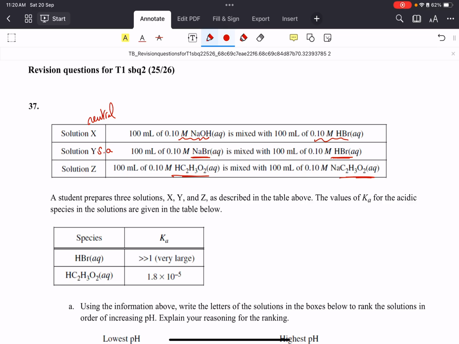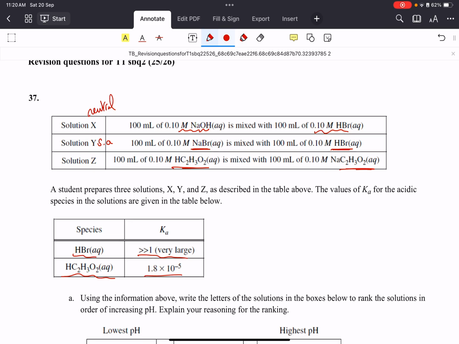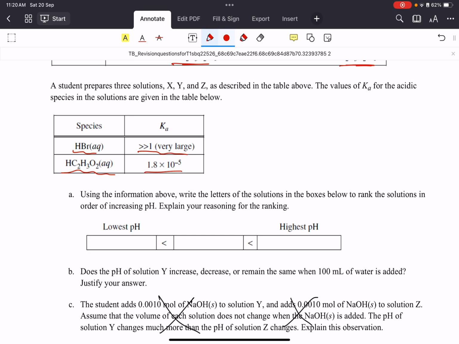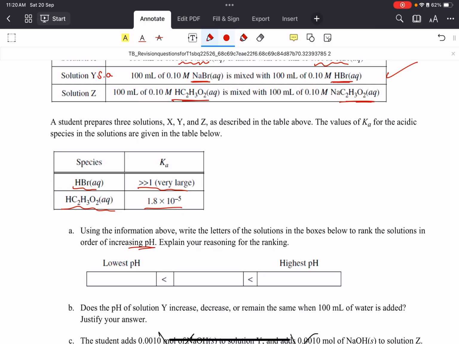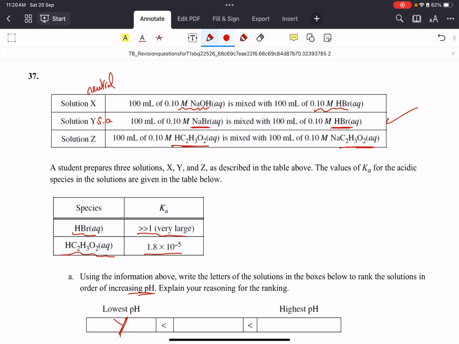A student prepares the three solutions as described in the table above. The values of Ka of the acidic species in the solution are given. Here they're helping you to know that HBr is a strong acid and this one is a weak acid. Using the information above, write the three letters of the solutions, X, Y, Z, in the box below to rank these solutions in order of increasing pH. Which one is the strongest acid? This one. It will have the lowest pH. And this is a neutral one.